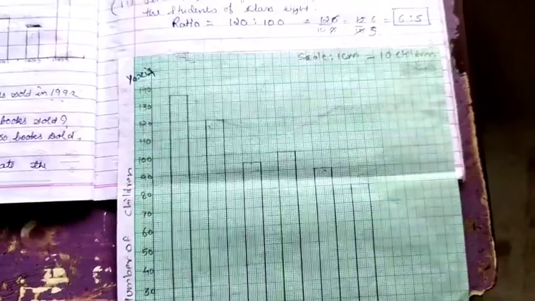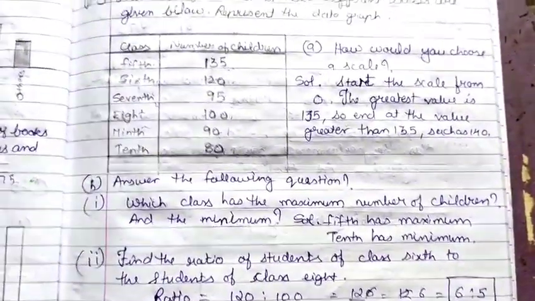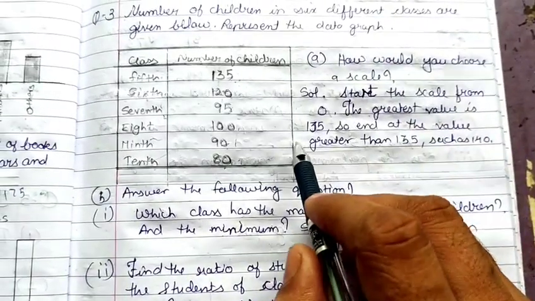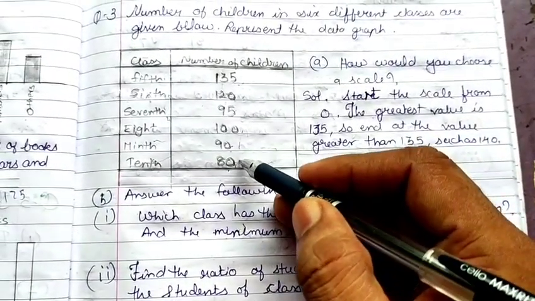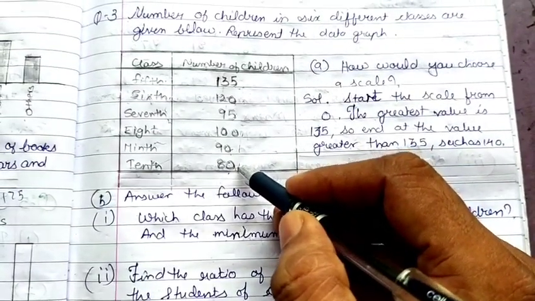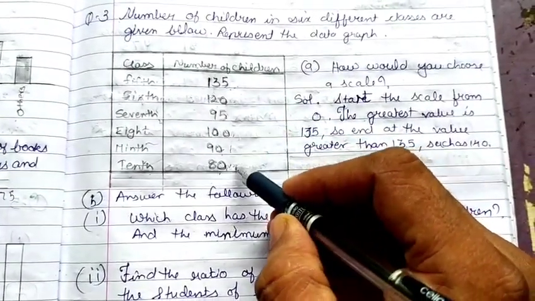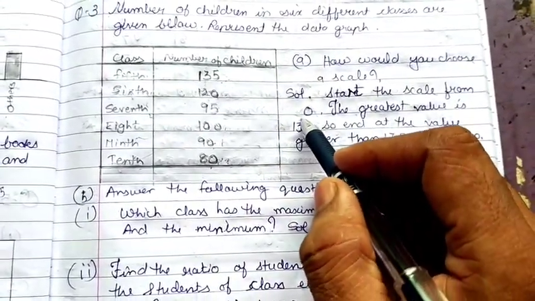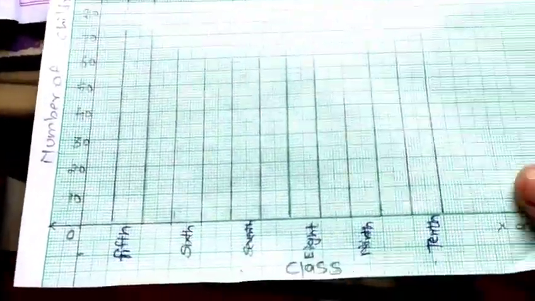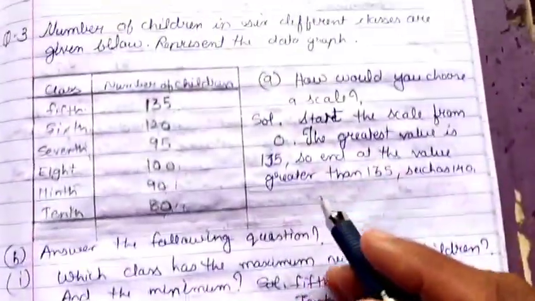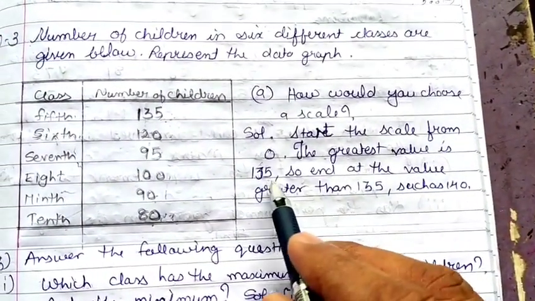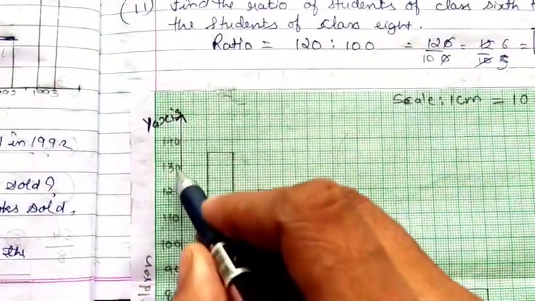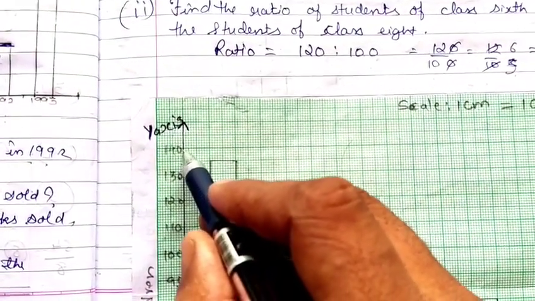Now let us move forward. Now we have to give the answer related to this question. How would you choose a scale? As I told you, you have to find the smallest number and the greatest number, that is the least number of children and the maximum number of children. Always start the scale from 0, as we have already started over here. Then the greatest value is 135, so end the scale at a value greater than 135, such as 140. So the greatest value is 135, and we ended the scale at 140.